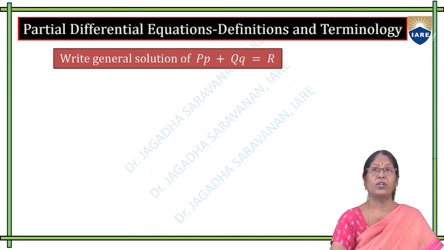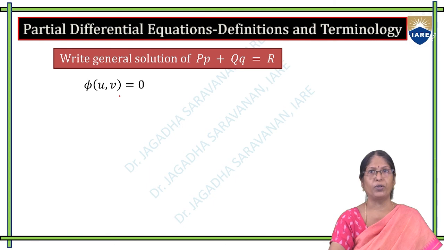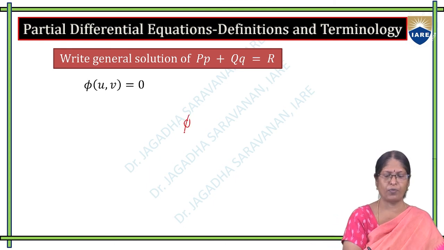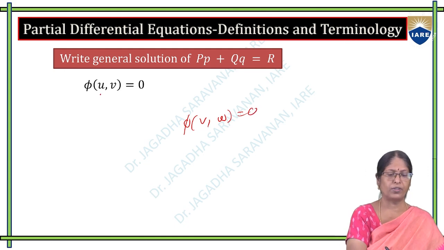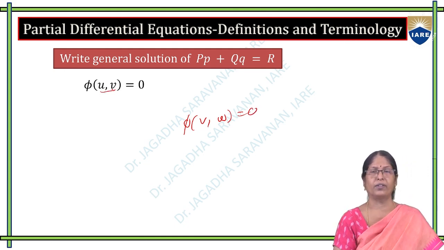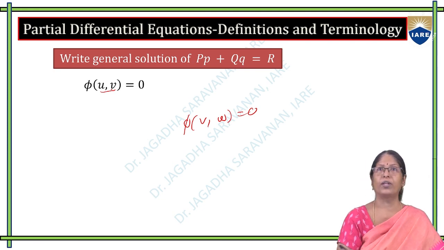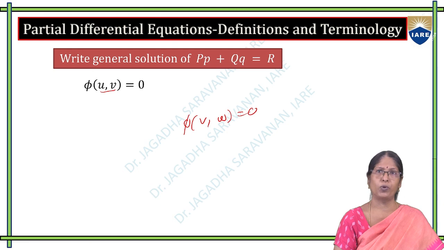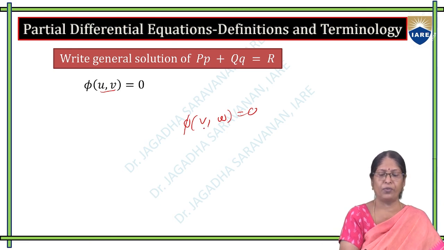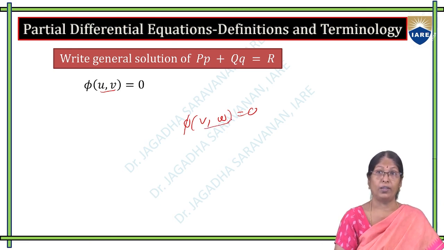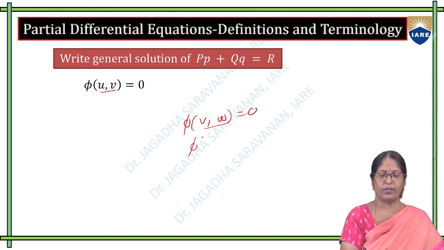Write the general solution of Pp plus Qq equal to R, which is phi of u comma v equal to 0. Otherwise, we can write phi of v comma w equal to 0. That is, first x and y related, in general, the default x and y, we will write the general solution in u, v. Suppose y, z, the default one, v, w. z, x, we can write it phi of w, u equal to 0.